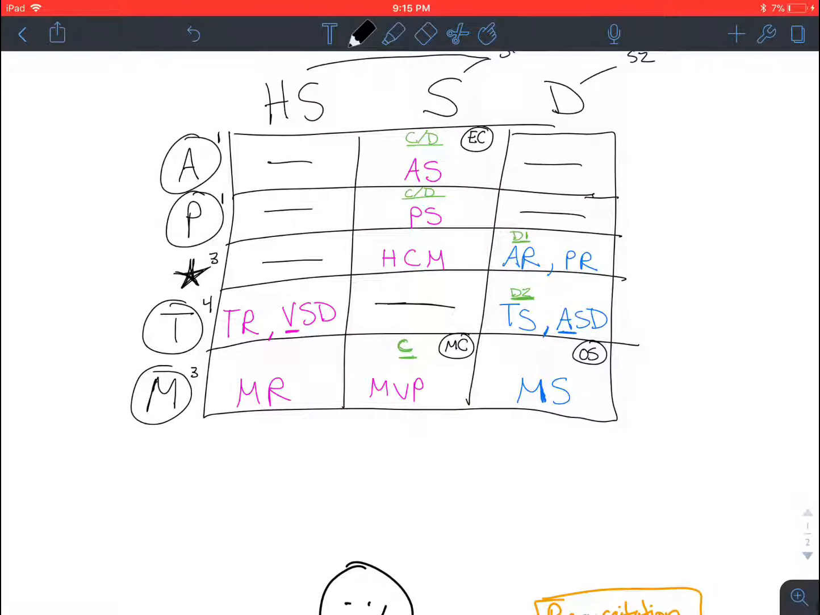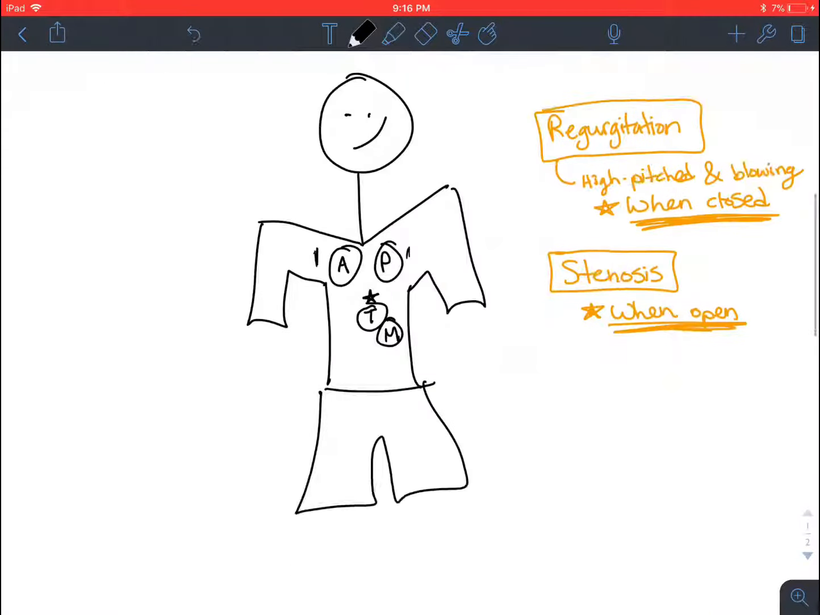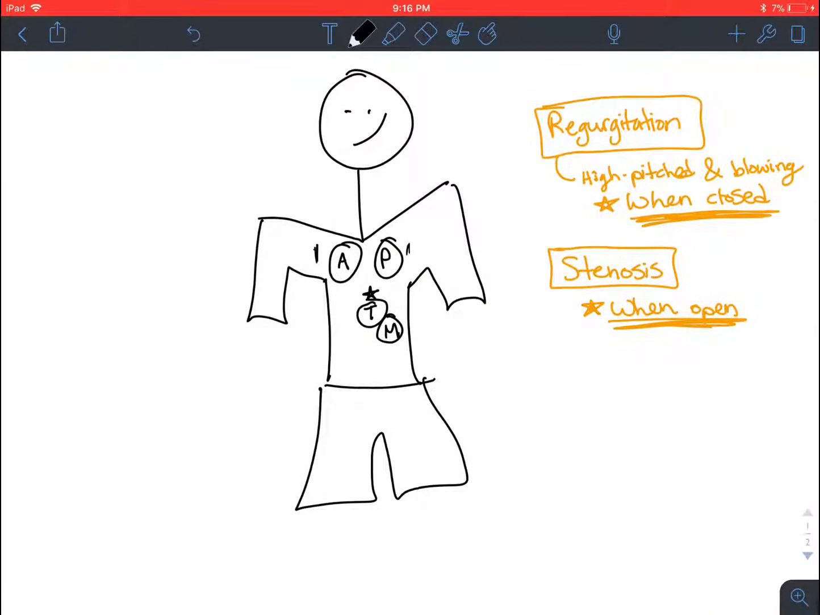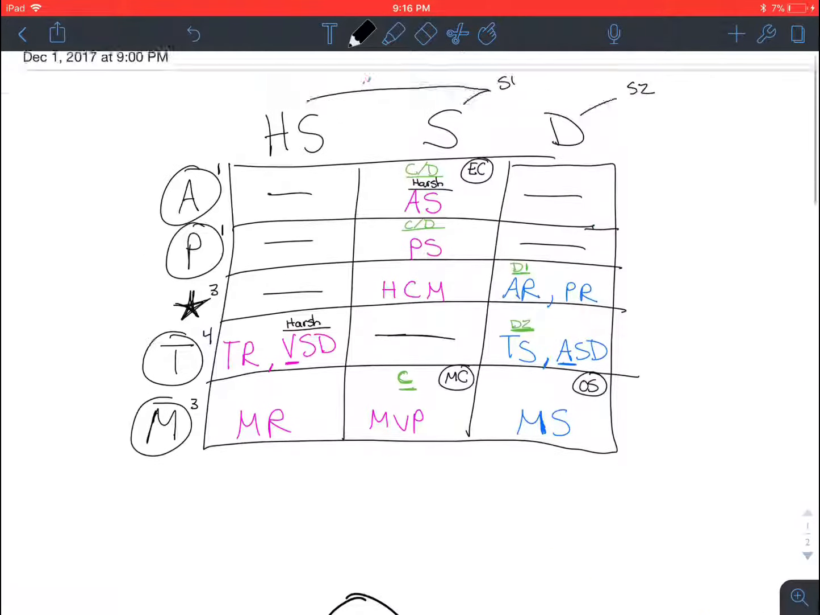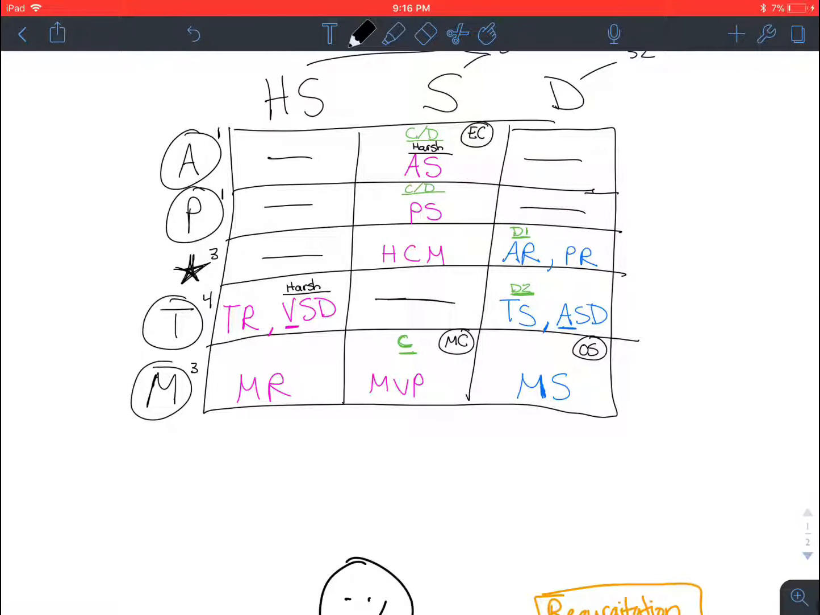Okay, then after that, I like to put the quality of the sound. So aortic stenosis will be harsh. And ventricular septal defect will also be harsh. And then for all of the regurg, as we talked about earlier, it will be high for high-pitched and blowing. So this one will be high.